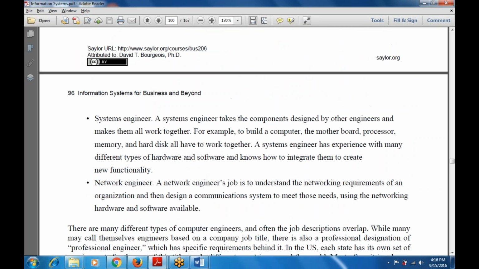The next one is the system engineer. So who is a system engineer? That takes the components designed by other engineers and makes them all work together. For example, to build a system, the motherboard, processor, memory, and hard disk all have to work together. So a system engineer has experience with many different types of hardware and software and knows how to integrate them. How to integrate them means how to use them to create new functionality.